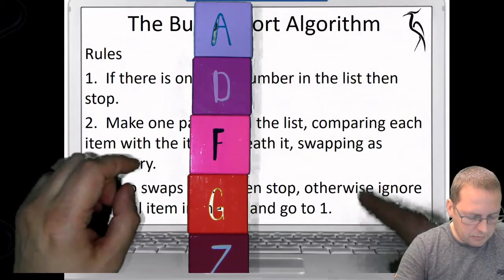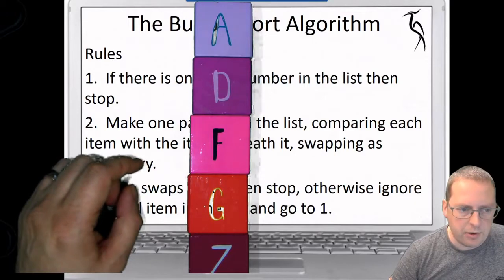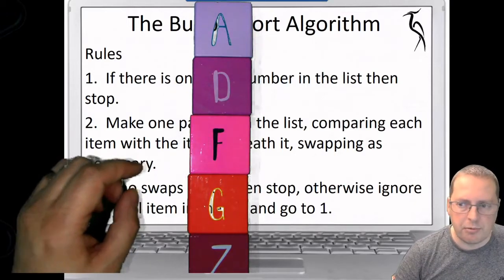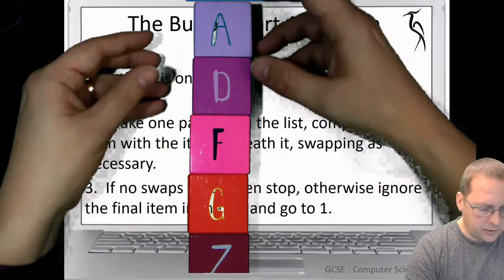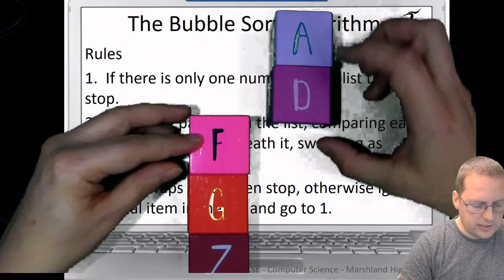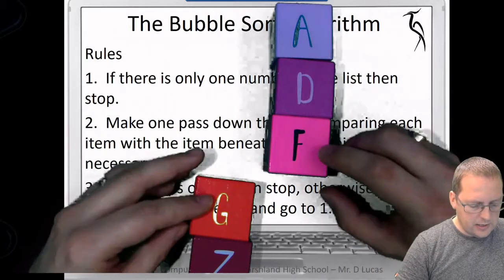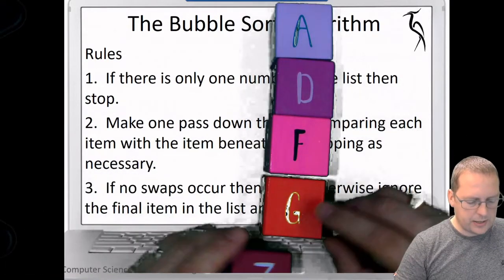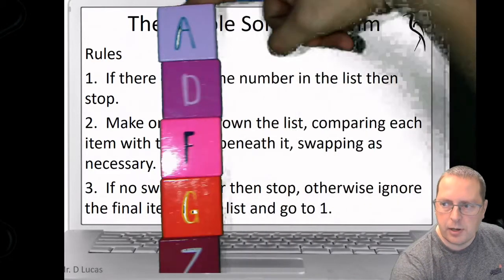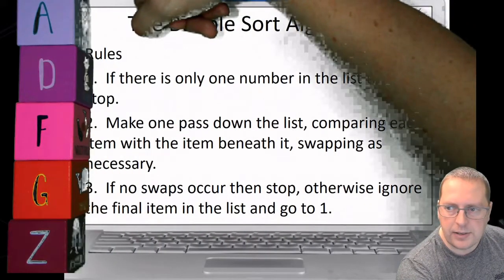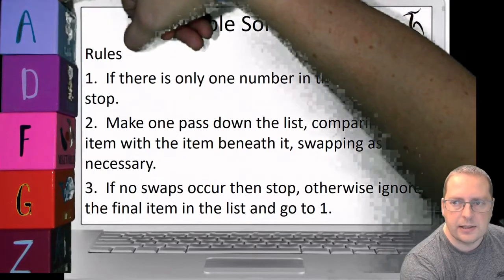Moving on, remember we have to do one final run through to make sure there are no swaps. So point 3 on the PowerPoint: if no swaps occur, then stop. So A and the D, they're good. D and the F, good. The F and the G, good. The G and the Z, good. So now I can stop and I have my bubble sort of my letters completed in the correct order.